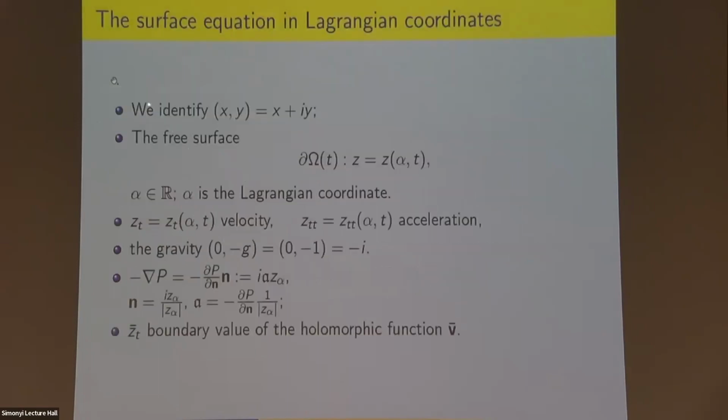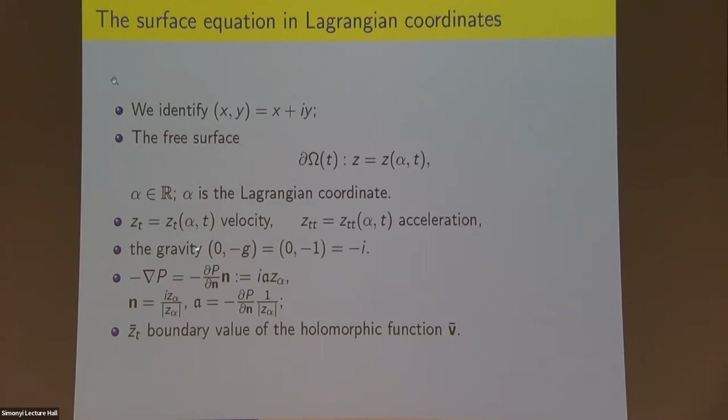So this is the interface equation. We have this fluid domain, and z equals z(alpha, t) is the interface equation in Lagrangian coordinates. We identify the point with a complex number. If you take the material derivative in t, you get the velocity. Taking the material derivative in t again, you get the acceleration.